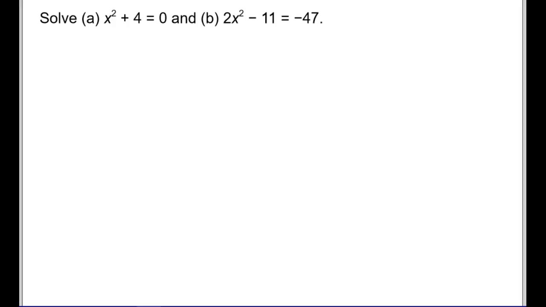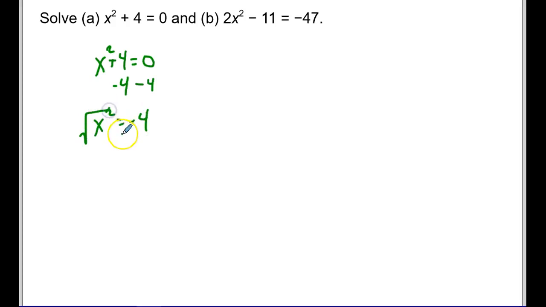Okay. So now here's this third learning target where we're solving some quadratics. And here I see in both of these I do not have an x term, so I'm going to use the square root method. Okay, so I have x squared plus 4 equals 0. Well, I know I have to get my x squared by itself, so I subtract 4. So x squared equals negative 4.